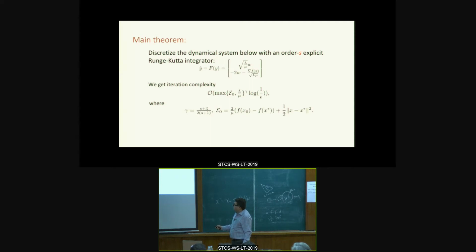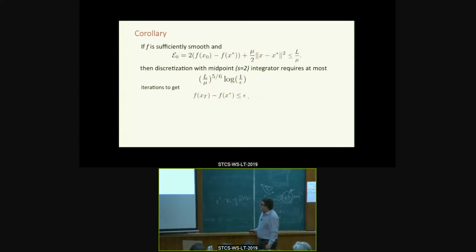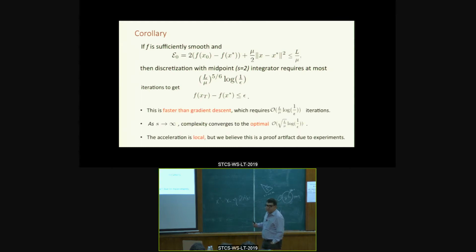Here's the Lyapunov function. And the choice of the scaling actually matters. And so the analogous result is here that if you use, let's say, an integration of order 2, you get L over mu to the power 5 over 6. So better than gradient descent, but not quite square root.